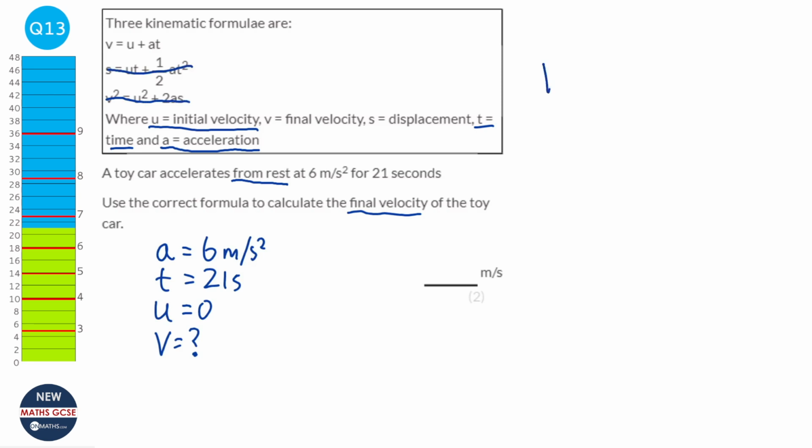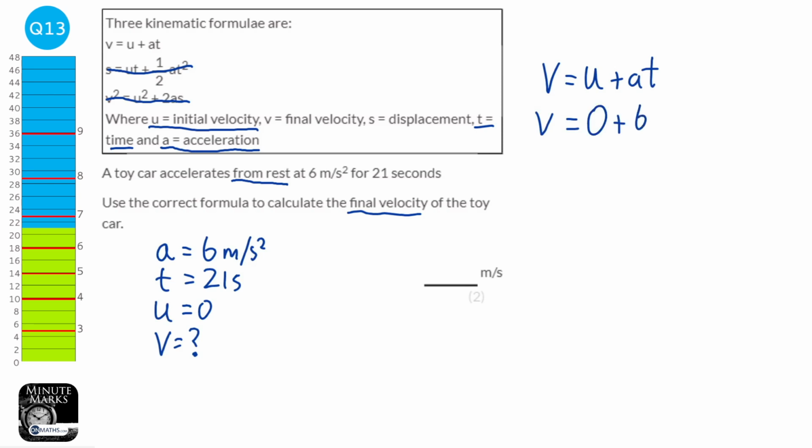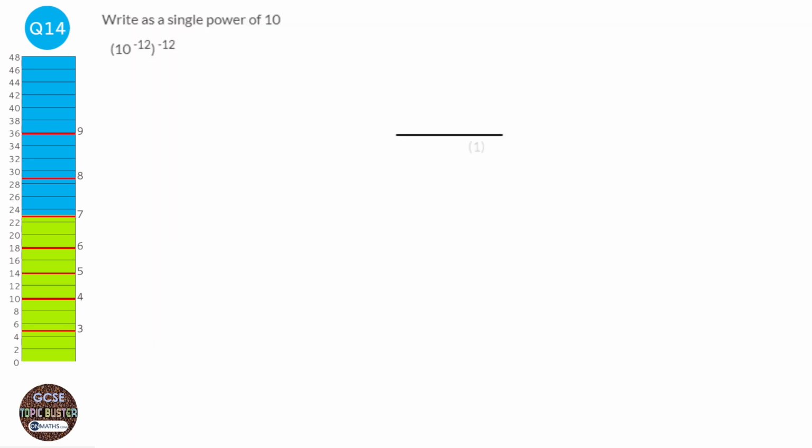So what we do is we write down the top one. v equals u plus at. And we're looking for v, so I'm going to keep v as a v. u is 0, plus a, which is 6, times t, which is 21. 6 times 21 is 126. Obviously 0 plus 126 is just 126. The units are meters and seconds throughout, so it's going to be 126 meters per second.